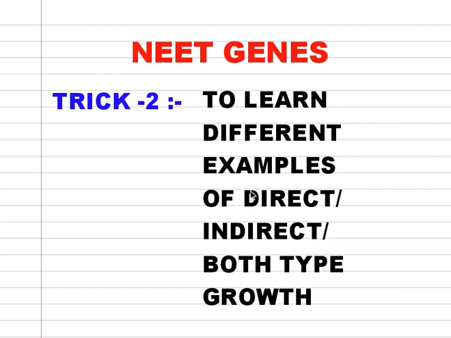In this video I am going to tell you about the trick to learn different examples of direct, indirect or both types of growth and development as given in the NCERT class 11 book in the Animal Kingdom chapter. In the Animal Kingdom chapter, all the phylums show these types of growth. But in NCERT they are mentioned in a haphazard way, and it is very difficult to memorize all of them without the usage of tricks. So I have come up with a creative trick so that your work becomes easy in the exam and they can be remembered easily.